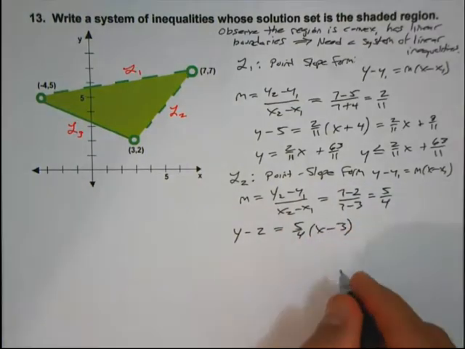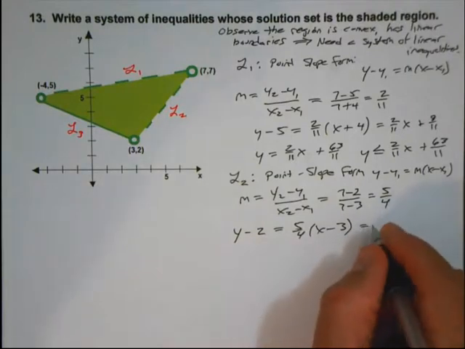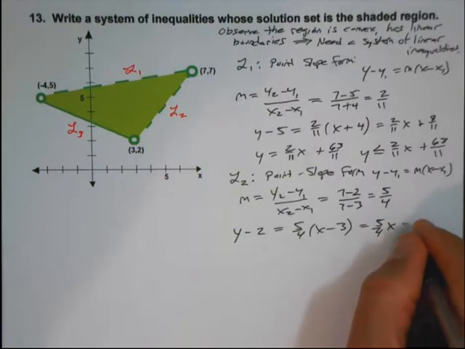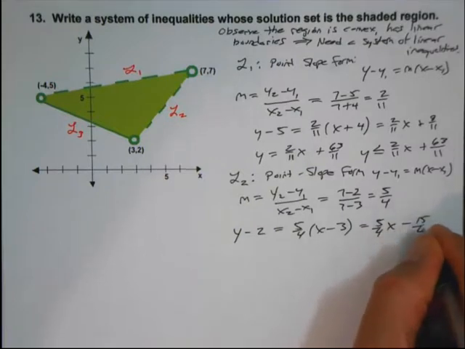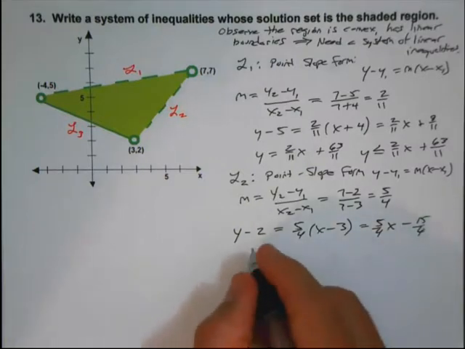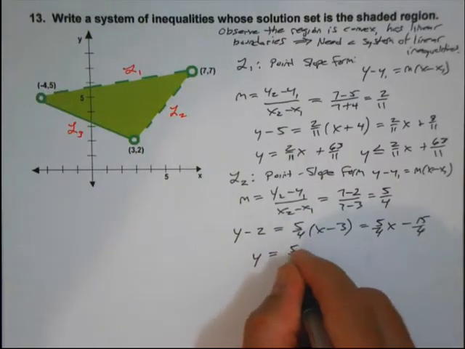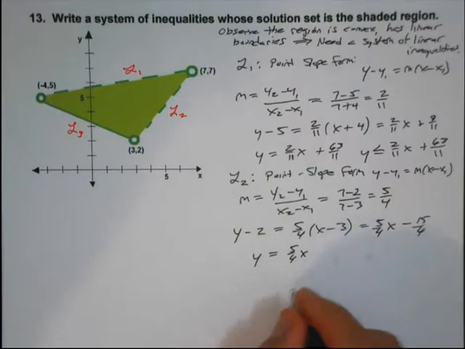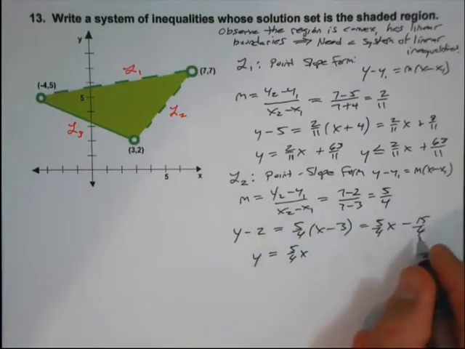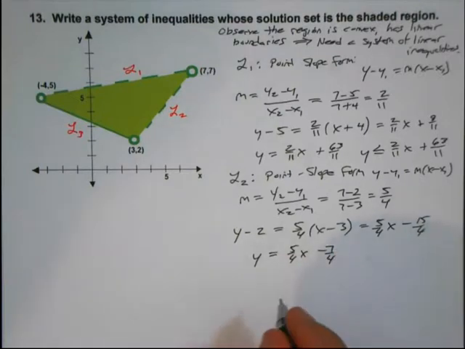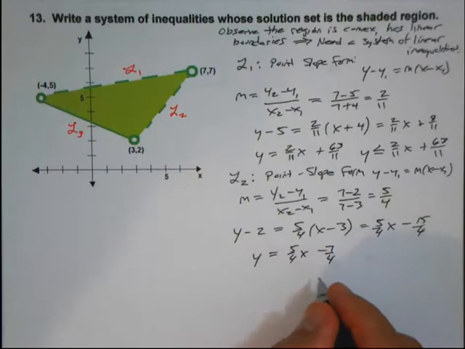Maybe we choose to expand this out here. This further equals 5/4 x minus 15/4. Let's add 2 to both sides. Y would equal 5/4 x. Okay, 2, that would be 8/4, and 8/4 minus 15/4, negative 7/4. Okay, let's check for some graphic consistency there.